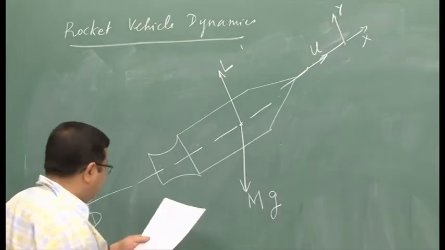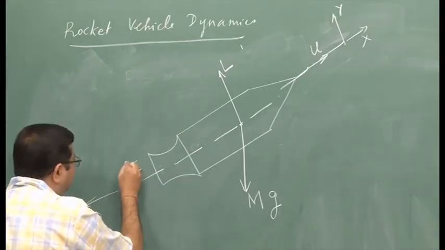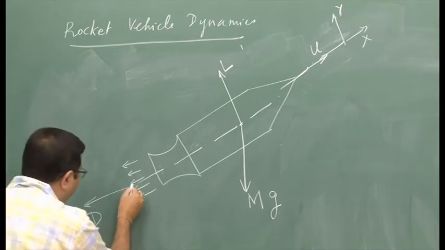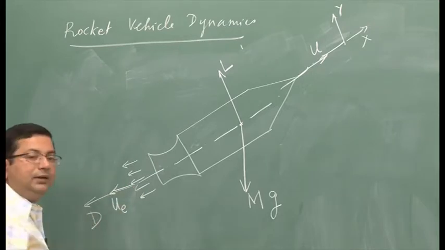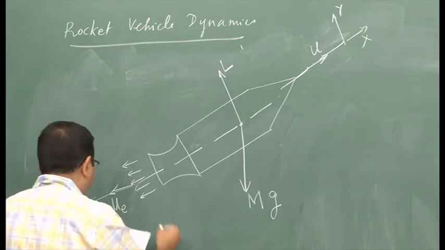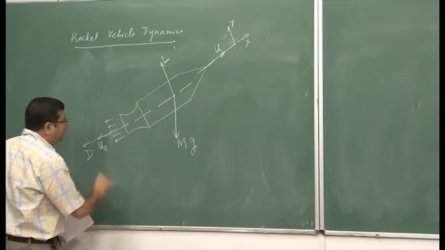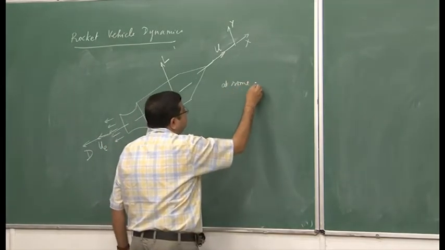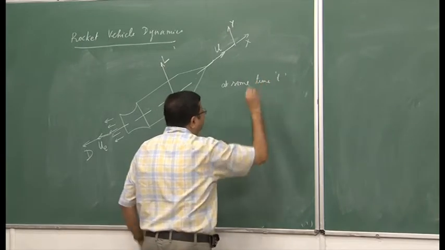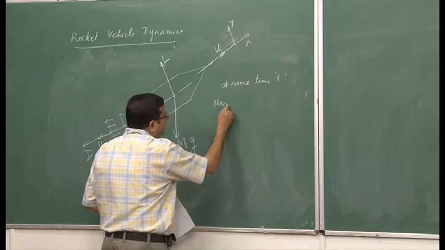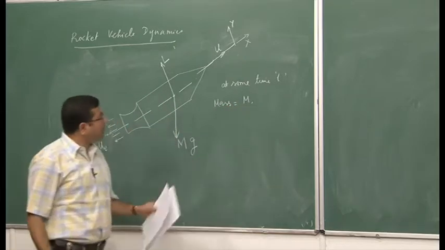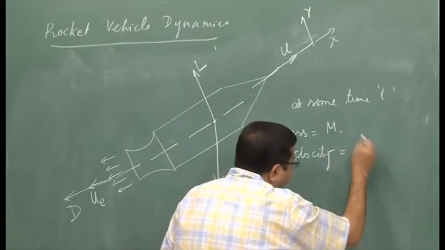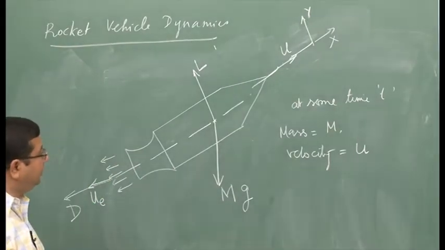So, now let us look at the thrust production mechanism. Let us consider that the exhaust jet is moving in this direction with a velocity u e, and let us now look at the different conditions that are prevailing. Consider at some time t, the instantaneous mass of the vehicle is equal to m, and the velocity of the vehicle is given as u, that is the instantaneous mass and velocity.